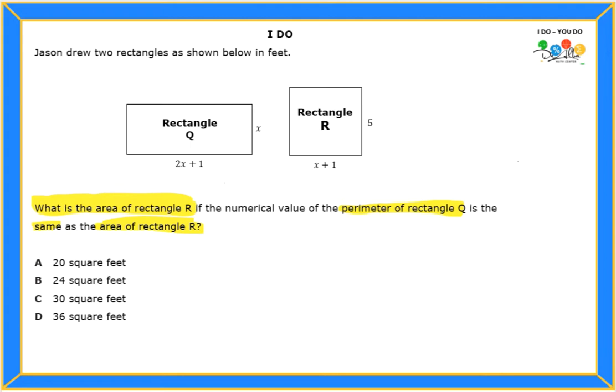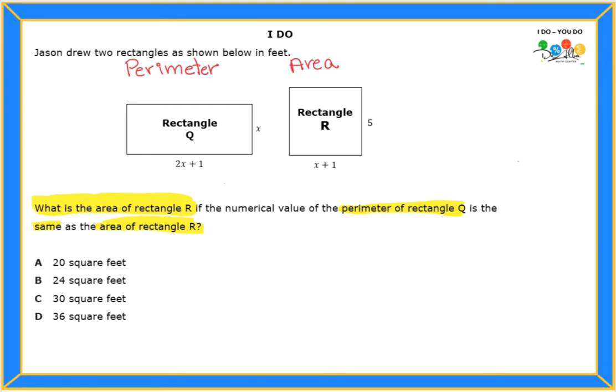So be careful with that, because for rectangle Q, they're telling us something about the perimeter, but for rectangle R, they're talking about area. So what is it that I need to do then? Well, it looks to me that I need to find the perimeter for my first rectangle, and I need to find the area for the second rectangle. So how do I find perimeter for anything? All I have to do is add up all the sides.